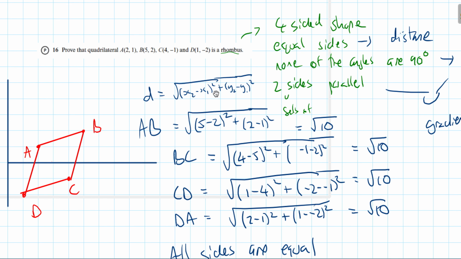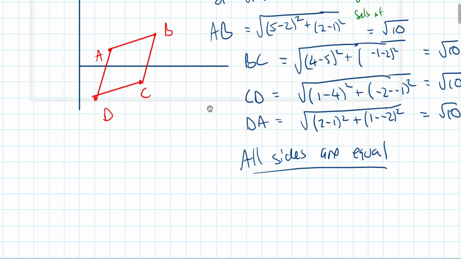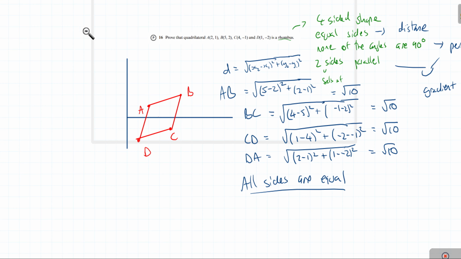Then the next step is, so we've done the distances, now we want to find the gradients. So we can see from our diagram that it's likely that AB and DC are going to be parallel, and AD and BC are going to be parallel. So now we're going to prove that. So now we're going to find the gradient.